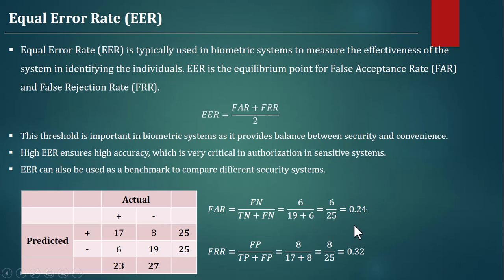And so to compute the equal error rate, we have to add these two and divide by 2. So equal error rate for this would be 0.24 plus 0.32 divided by 2. So that will be approximately 0.27 or 0.28 maybe.